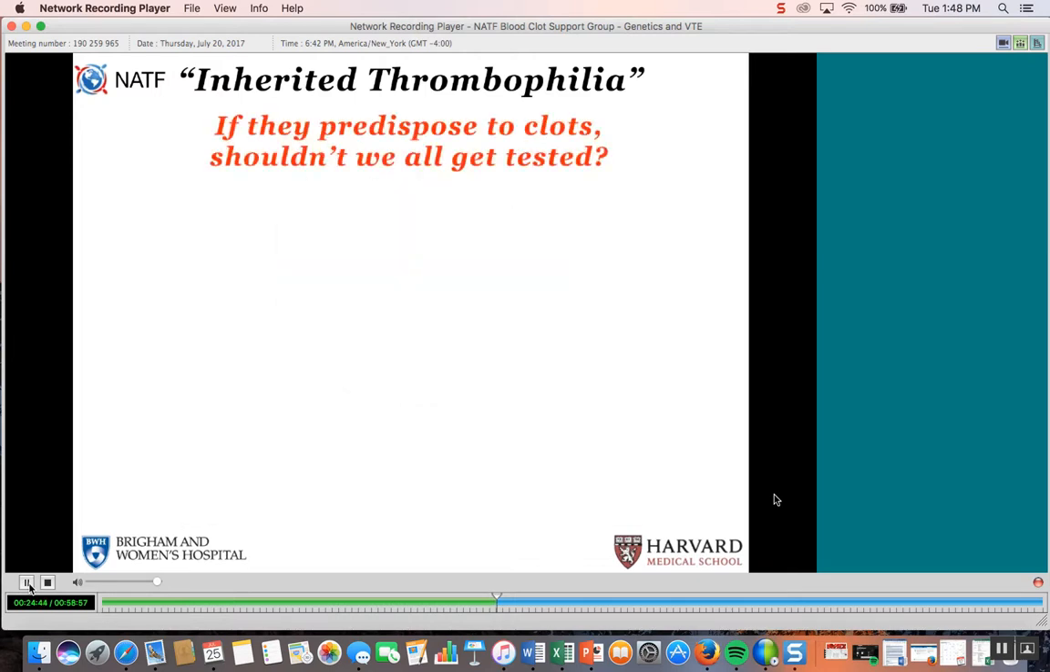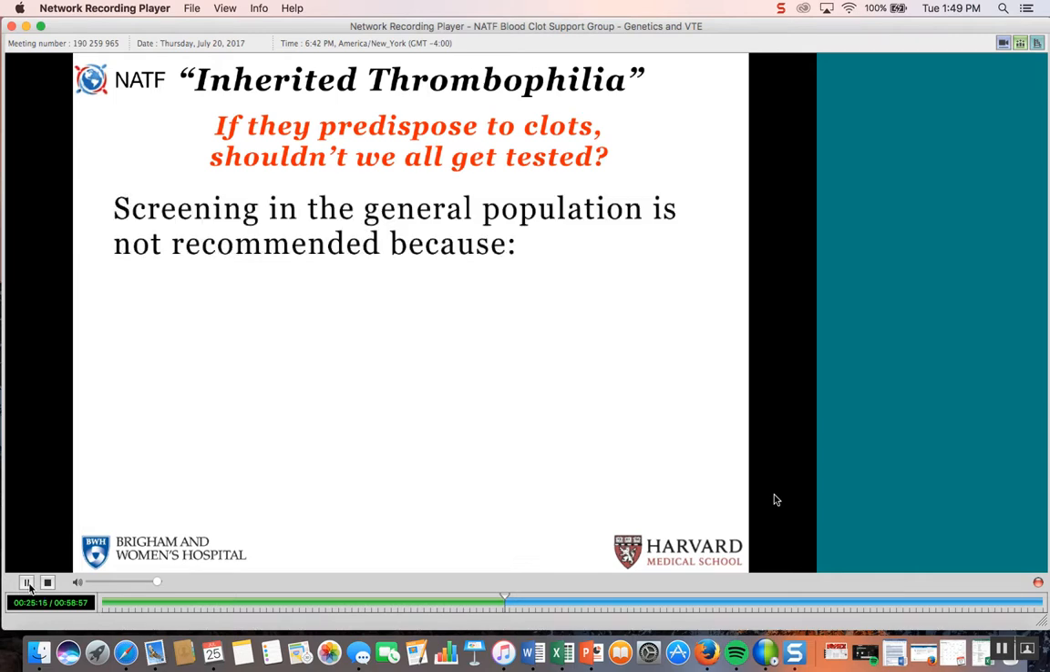Now, we come to the more relevant part, I would say, besides the background to understand. So if these thrombophilias predispose to clots, shouldn't we all get tested, so that, if I have thrombophilia, I want to know because I want to do something about it? Unfortunately, things are not as simple as they may seem. And screening in the general population is not recommended.